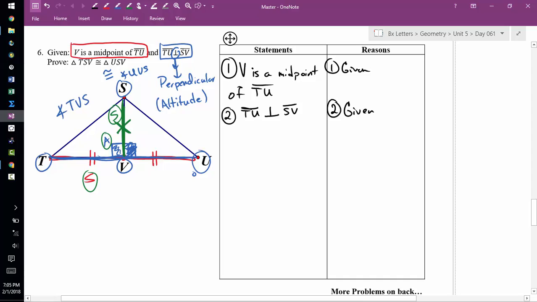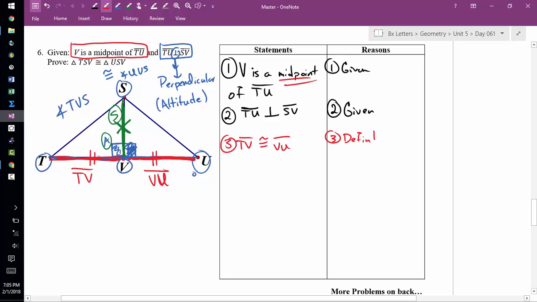And now I'm ready to reference my diagram and look at what I actually accomplished. So I think the first thing we talked about was the midpoint, namely that TV, this side here, has to be congruent to VU, this side here. So I'm going to say that, 3. Segment TV must be congruent to segment VU. And that was a consequence of the midpoint. That's my reason for doing this: the definition of midpoint. And that's a side fact.